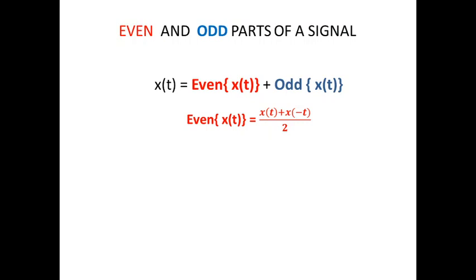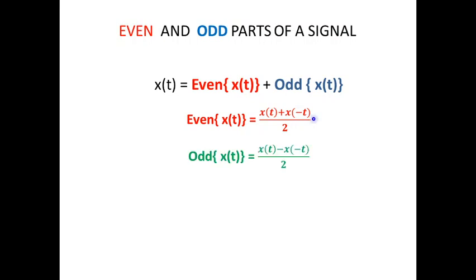So, if a signal x of t is given, then you have to find the time reversal version, x of minus t. Then you have to add the amplitudes of these two signals, that is the original signal and the time reversal signal. Then that amplitude should be halved, multiplied by 1 by 2, for all time instants. The resultant signal that you get is called the even part of the signal.